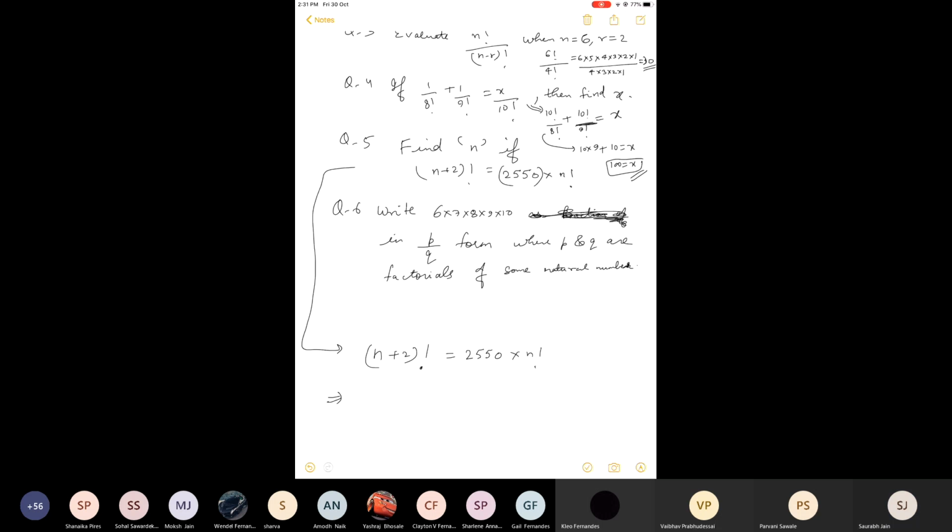Tell me, if I want to write (n+2) factorial as (n+2) into the factorial of something, whose factorial will come here? How can I write (n+2) factorial as (n+2) into factorial of what? n+1. Yes, correct. Because you know the concept of factorial: it starts with the number whose factorial is taken.